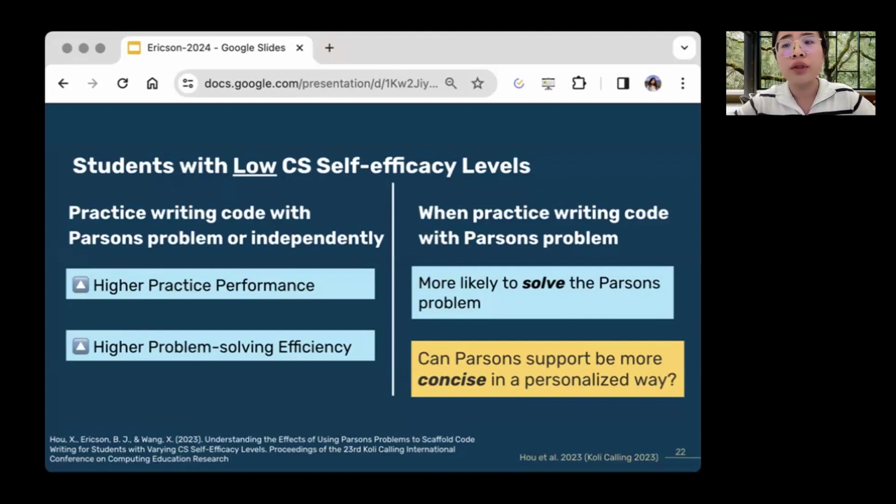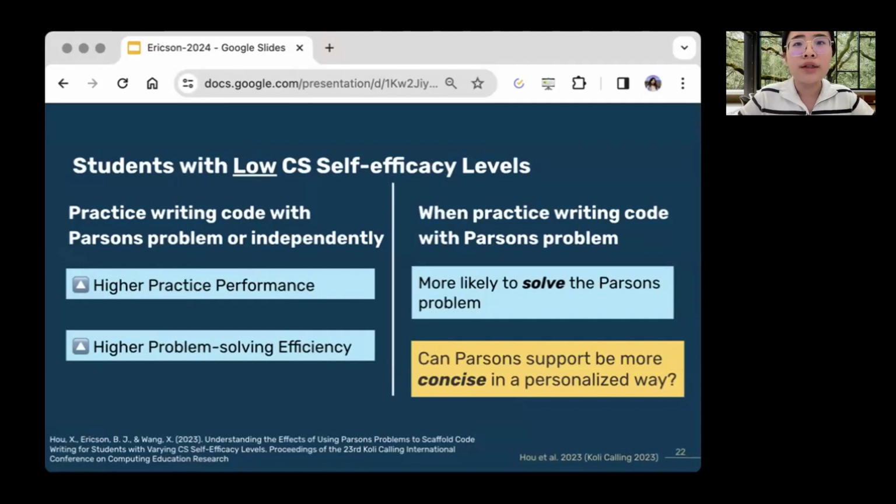As for how the students with varying self-efficacy levels use the Parsons problem as a write code support, we observed that the students with lower self-efficacy were more likely to solve Parsons problems during practice. So it acted as a helpful tool for them to solve the problems. These findings provide evidence that Parsons problems can create a more supportive learning environment, particularly for students with lower self-efficacy who had difficulty in solving the write code problems. So this enables them to engage in a more meaningful write code practice as a part of their learning process.